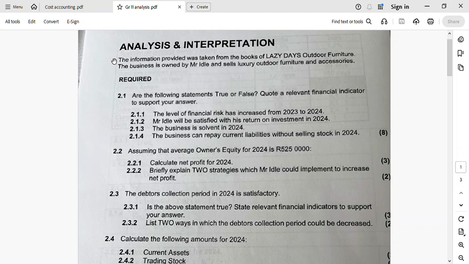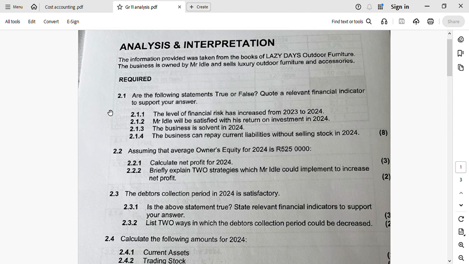Today I'm going to do a video on analysis and interpretation. Just before I start this, just to remind you, when you're answering questions on analysis and interpretation, two very important things. First of all, answer in point form, but even more importantly, make sure you quote actual financial indicators in your answers.